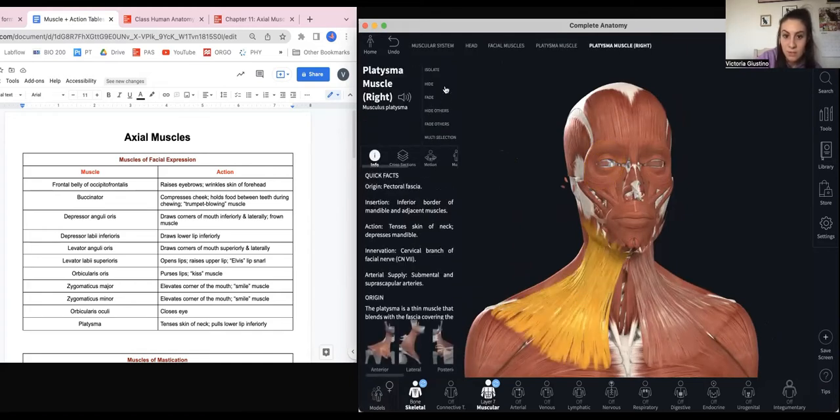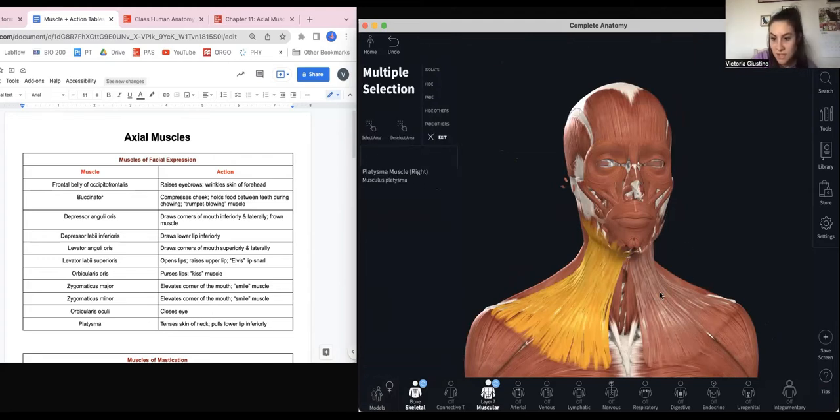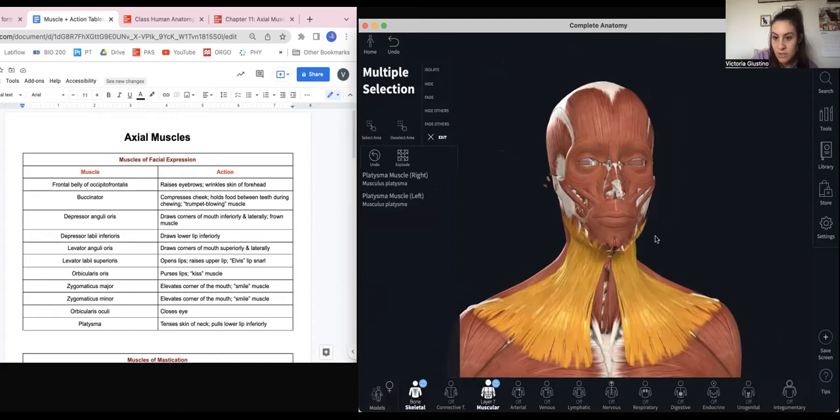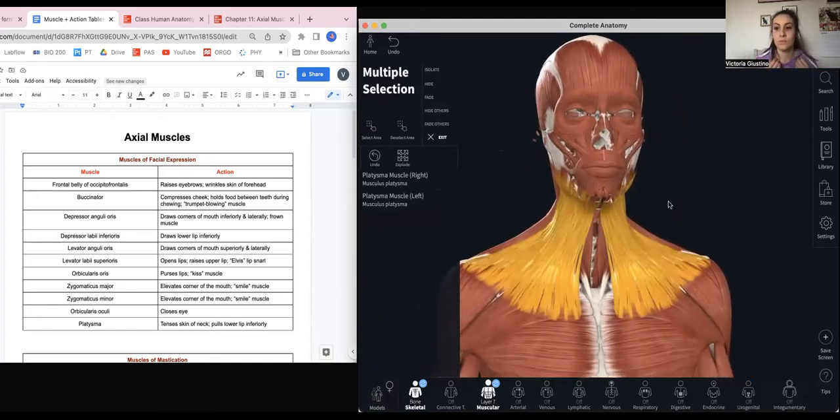So here's the platysma on the right, and then here's your left platysma there. With these, this is going to allow you to tense the skin of your neck. So just doing that, and it will also in the process pull your mandible down a little bit and your lower lip also. So it's going to be inserting up here, originating inferiorly down here. So going from I to O, you can imagine it and you can feel it as well. And you flex your own platysma there.